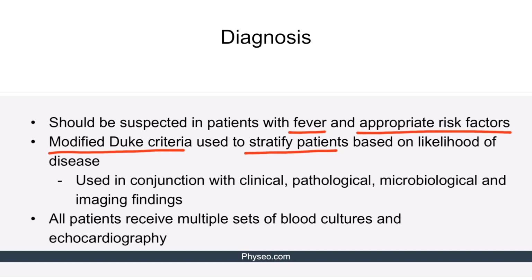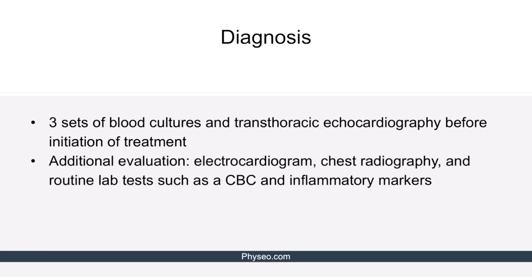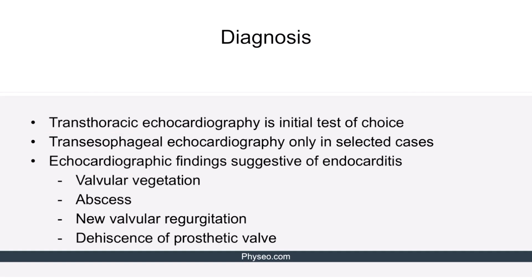The first step in evaluation of patients with suspected endocarditis is to take multiple sets of blood cultures and evaluation with echocardiography. Before the initiation of treatment, such as antibiotics, 3 sets of blood cultures must be obtained in addition to a transthoracic echocardiography. Additionally, an electrocardiogram, chest X-ray, complete blood count, and inflammatory markers are necessary to monitor the patient's condition. Echocardiography is an important part of the diagnosis in endocarditis and is required in all patients who are suspected to have the disease. Transthoracic echo is usually the test of choice.